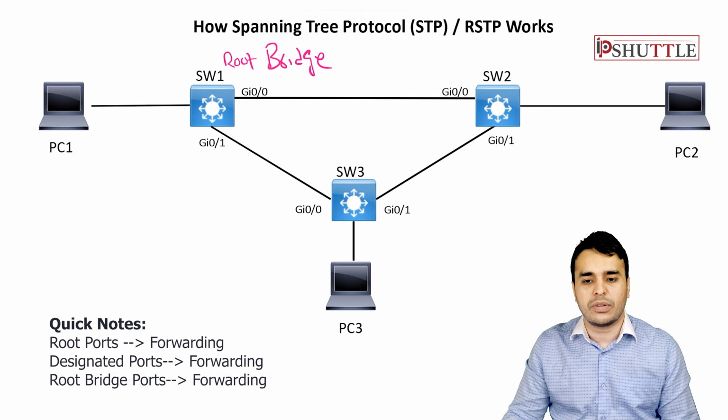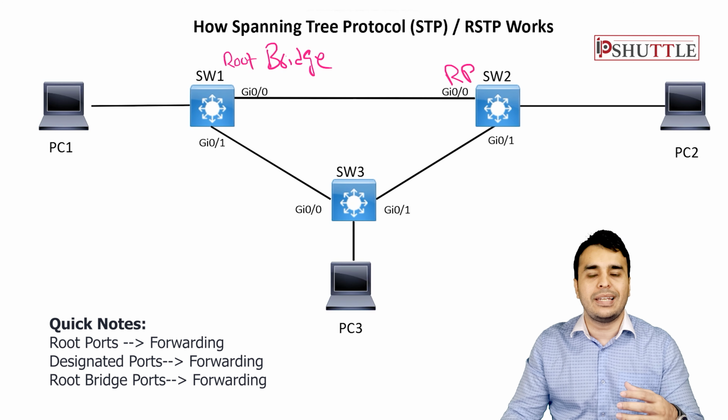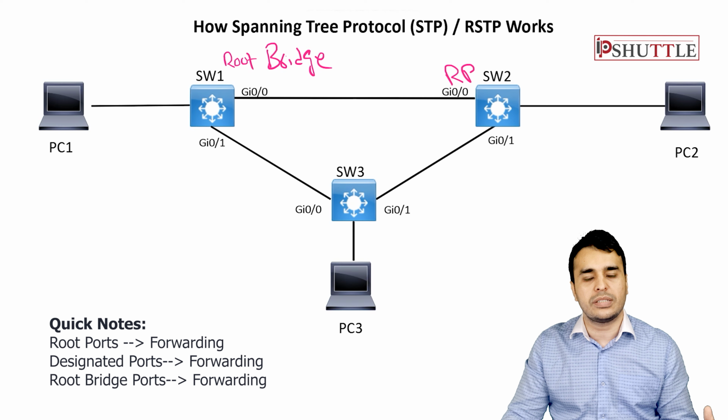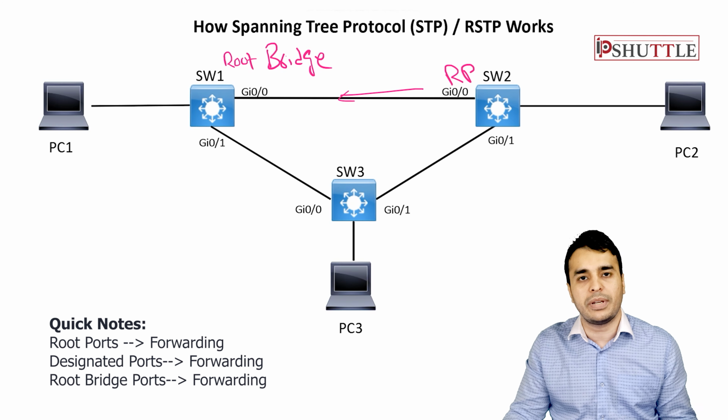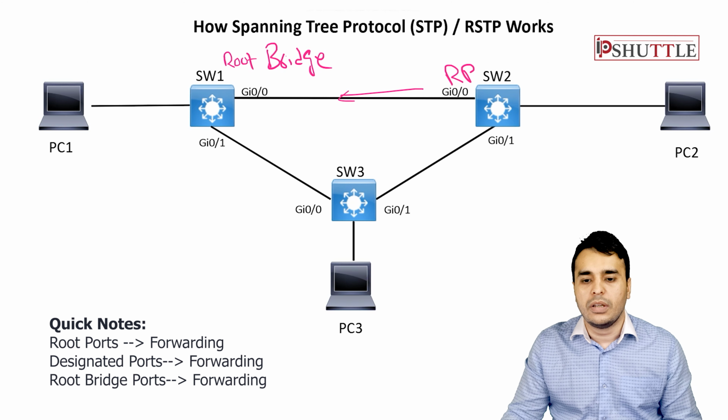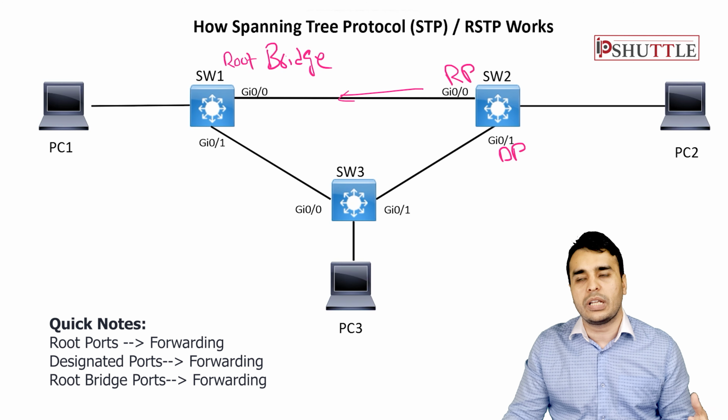On the switch 2, what's going to happen is it will be having its GigabitEthernet 0/0 as RP, which is called root port. Root port, what it is, it provides the least cost to reach the switch 1. If you notice that it can directly reach the switch 1, so it will be definitely least cost. On the other port, it will become designated port. What designated port is, on each LAN segment, it will be selecting one designated port.